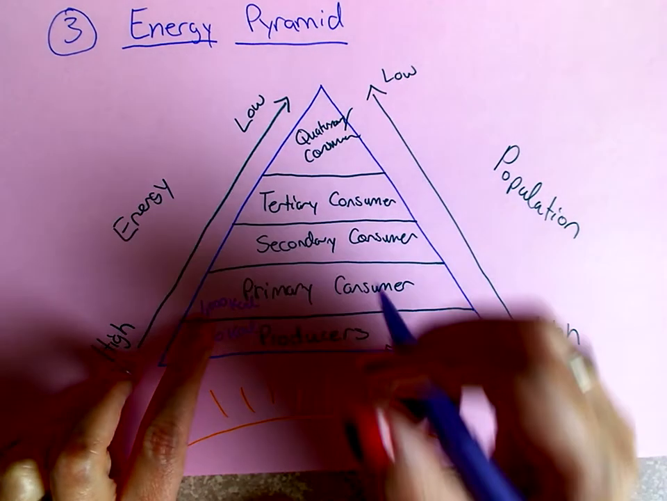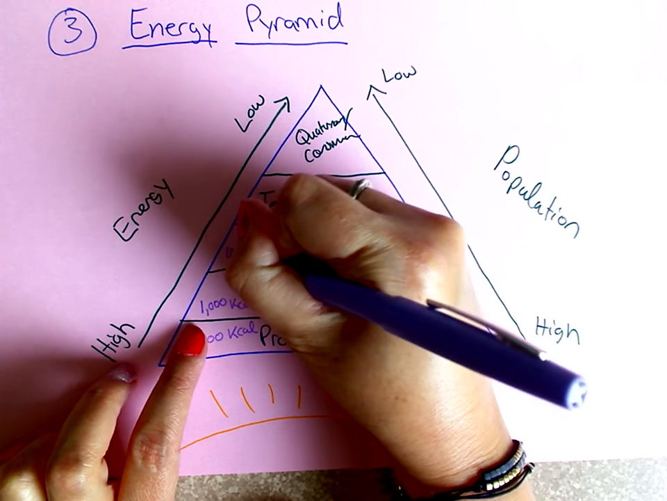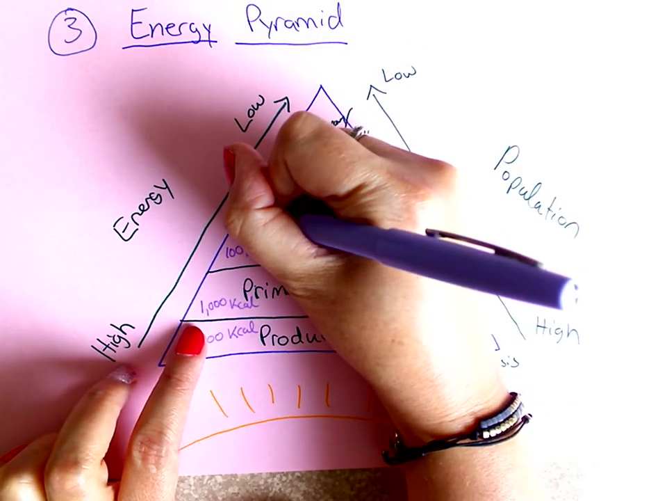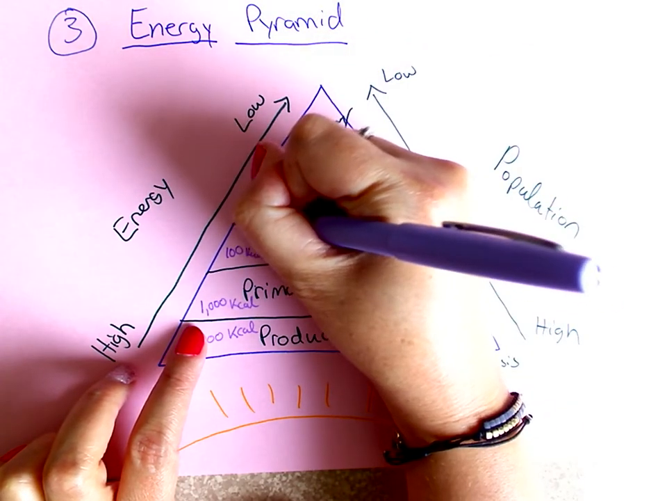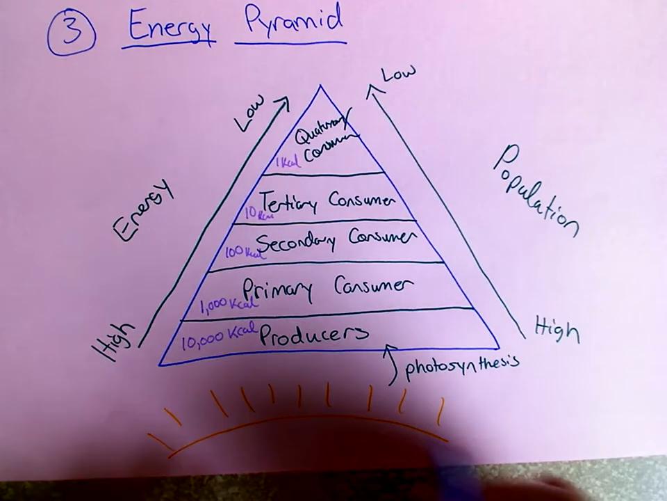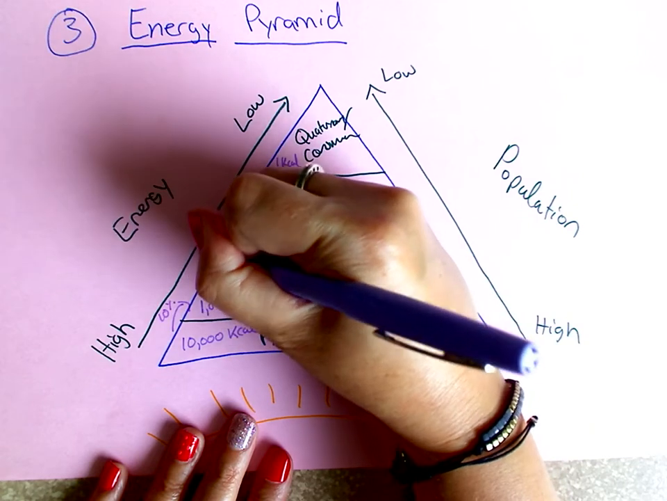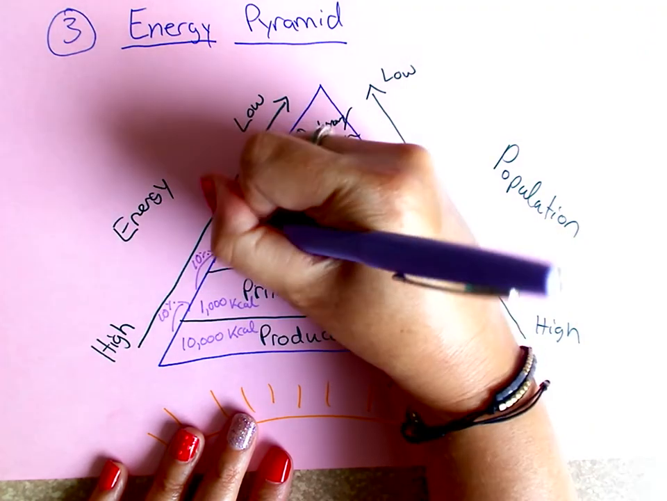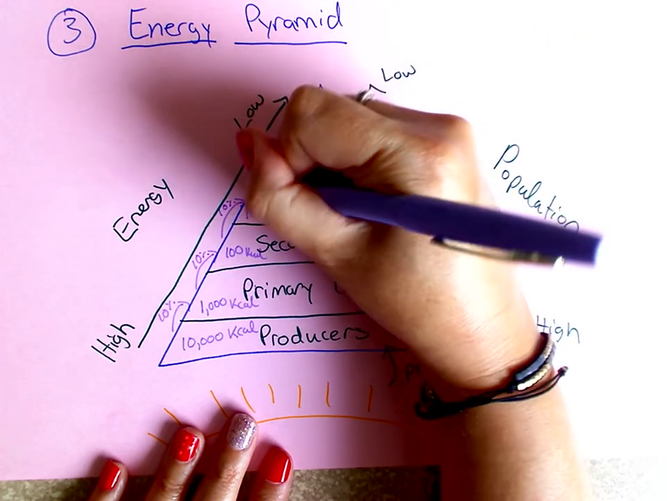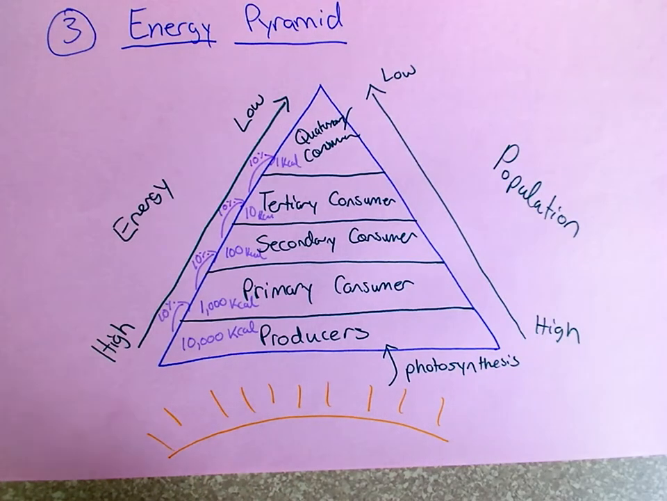And then from that 1,000, you're only going to have 100. And then from there, you're only going to have 10. And then over here, you're only going to have 1. Okay? So the energy really is diminished as we go up these levels. Okay? Now, where does it go?